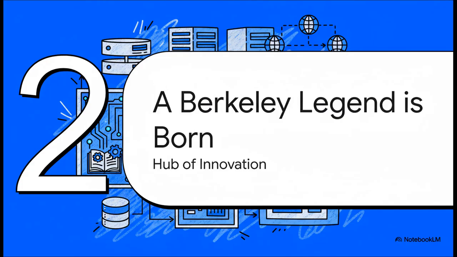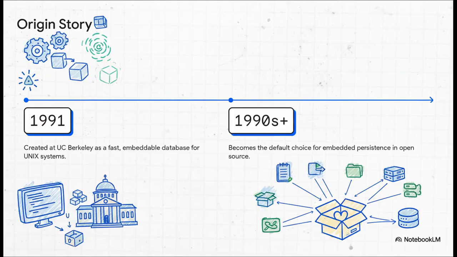To really get that, we've got to go back to its birthplace, which happens to be this legendary hub for computer science innovation. All right, picture this. It's 1991. The place is UC Berkeley. Now, this is the same creative environment that gave us BSD Unix, which is a cornerstone of pretty much every modern operating system today. And it was right here that Berkeley DB came to life, designed from the ground up to be a super simple, super fast, and totally reliable database for these powerful new Unix systems.